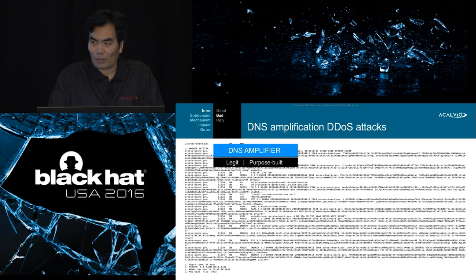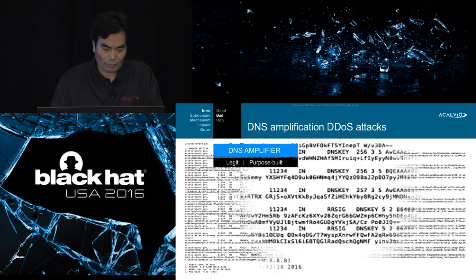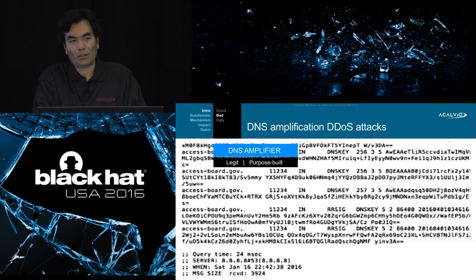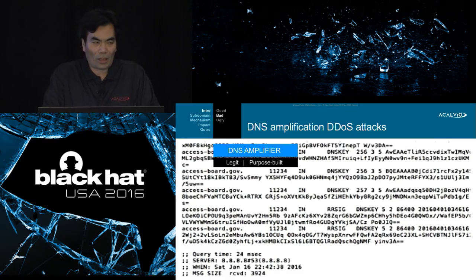Let's take a look at a few examples of DNS amplifiers. accessboard.gov is a federal government agency site that promotes equality for people with disabilities. The website supports DNSSEC, the security extension. The large answer of 3,900 bytes contains public keys and signatures required for DNSSEC verification. The amplification factor is up to 100.